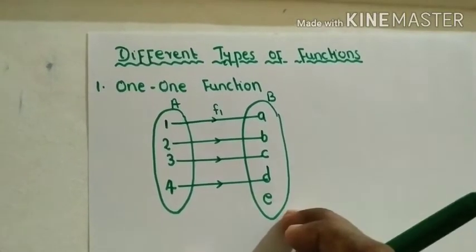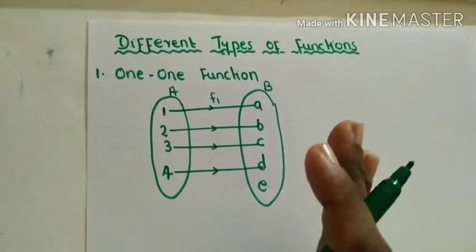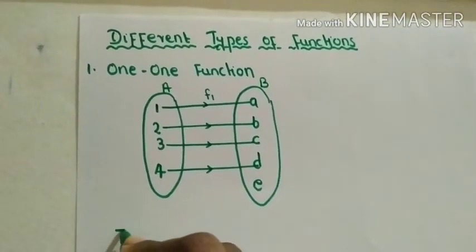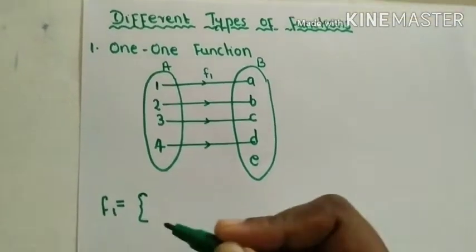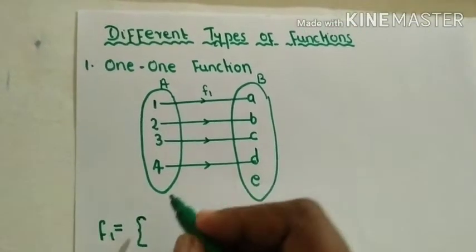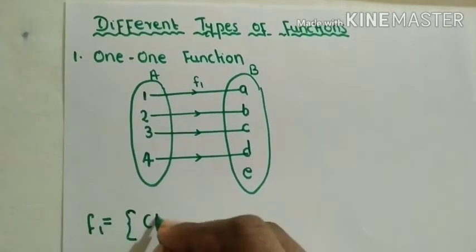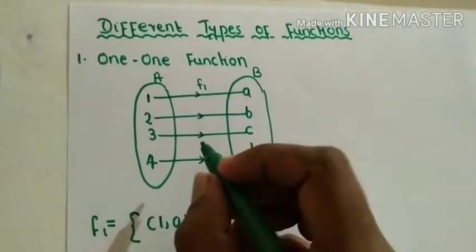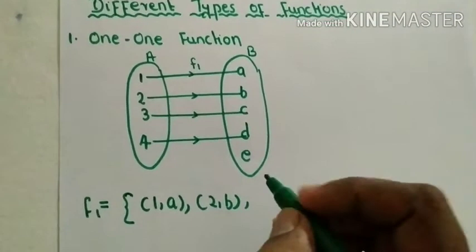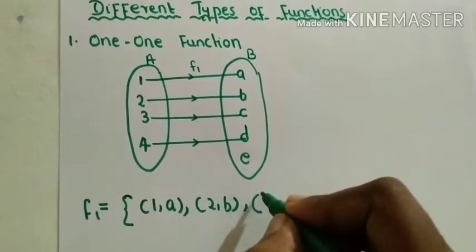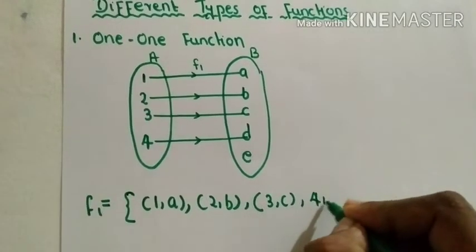Representing the given function in roster form, we get a set with four ordered pairs. f1 equals the set containing ordered pairs. First ordered pair is (1, a), and second ordered pair will be (2, b), and third ordered pair will be (3, c), and fourth one is (4, d).